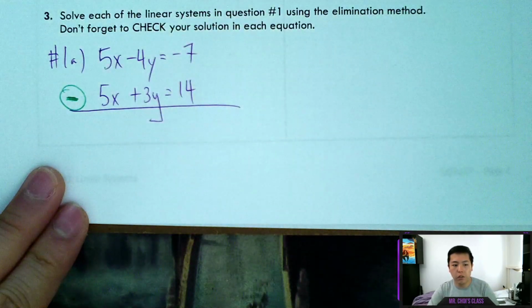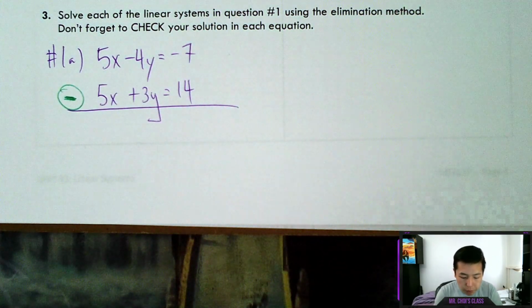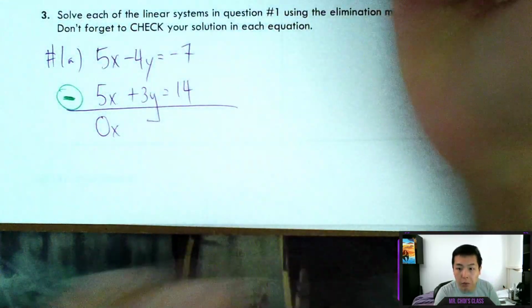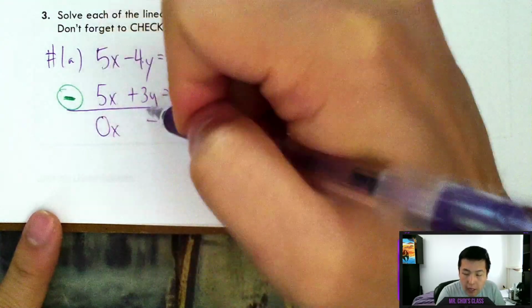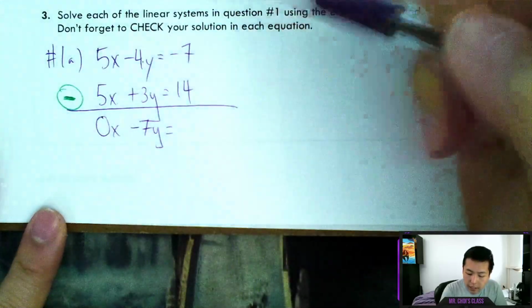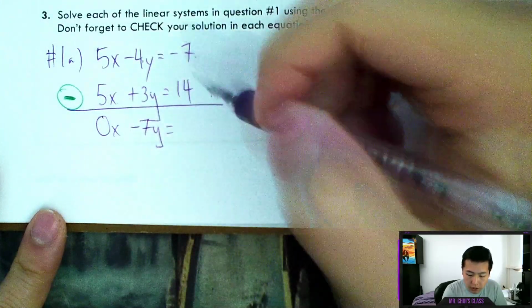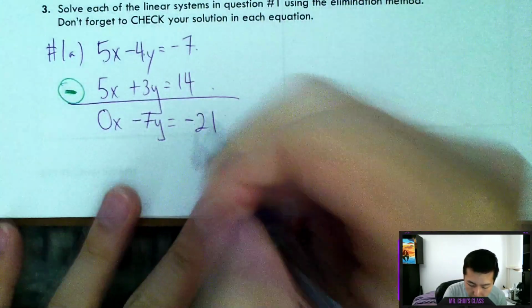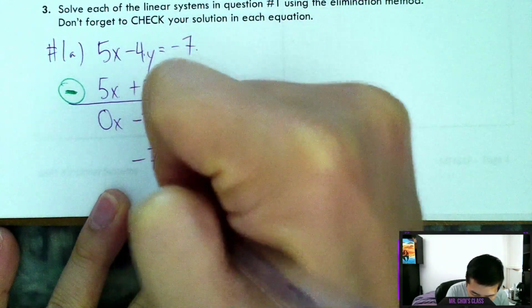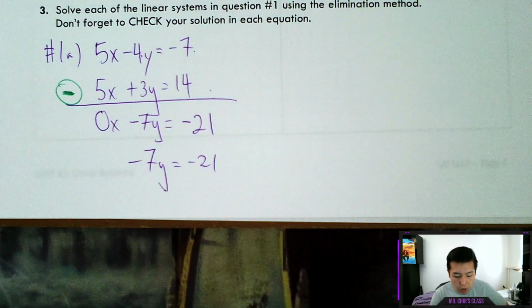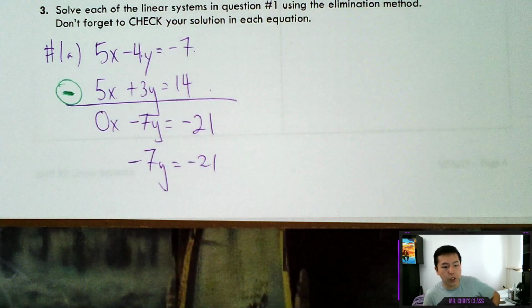So let's go down to the bottom again, and we're going to use subtraction as our first step. When we subtract, 5 minus 5 gives us 0, which is exactly what we want. Negative 4 minus 3 gives me negative 7y. Negative 7 minus 14 gives me negative 21. When we get rid of the 0x, because we don't need to write that anymore, we get negative 7y equals negative 21.